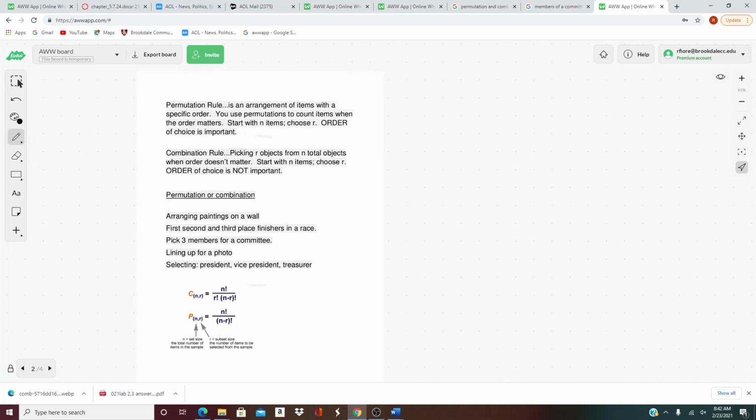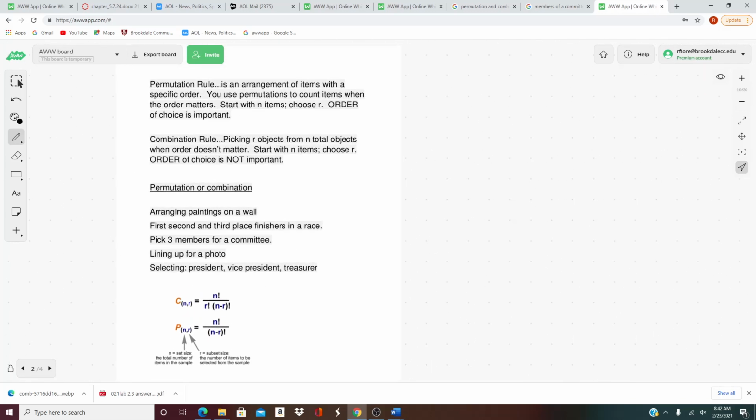Let's talk about permutation. So we're going to be looking at permutation and combination. A permutation is an arrangement of items with a specific order. You use a permutation to count items when the order matters, where with n items you choose r, and order of choice is important.